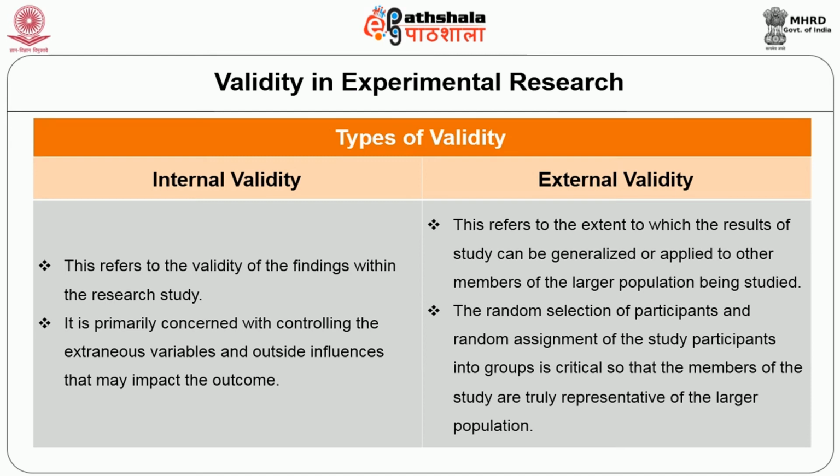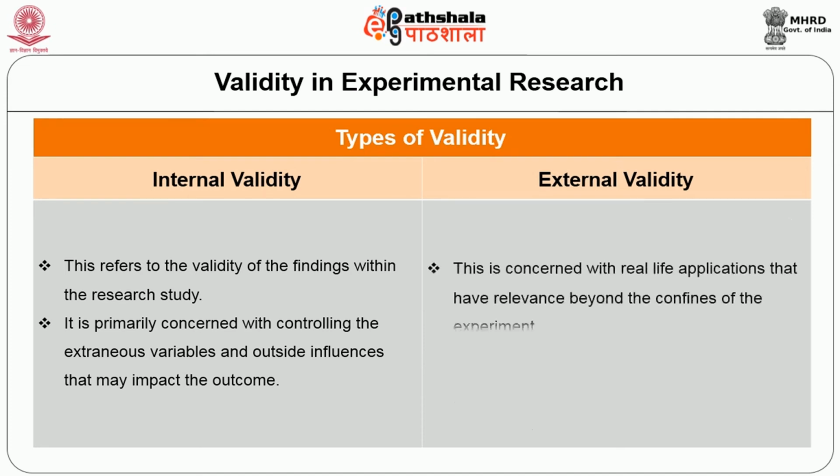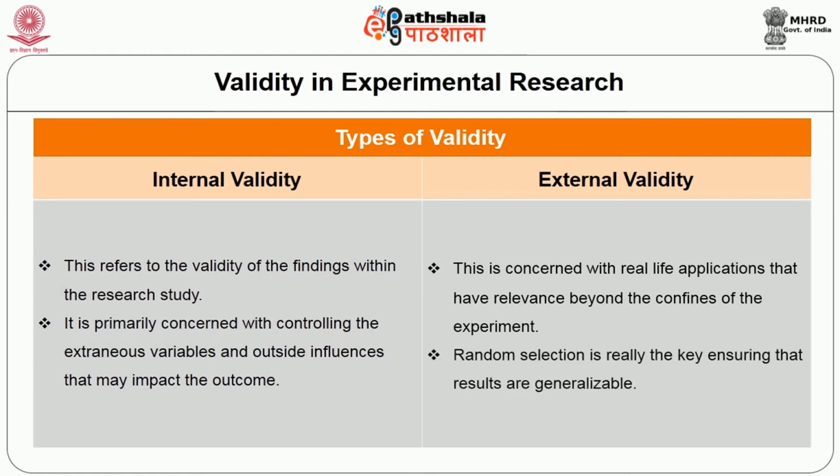For this reason, the random selection of participants and random assignment of study participants into groups is critical so that the members of the study are truly representative of the larger population. External validity is concerned with real life applications and relevance beyond the confines of the experiment. So random selection is really the key to ensuring that results are generalizable.